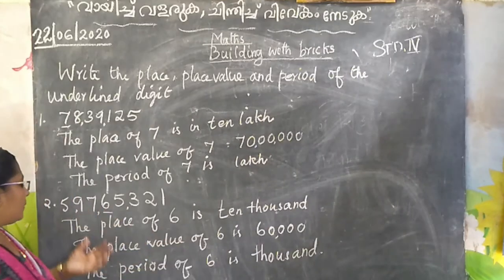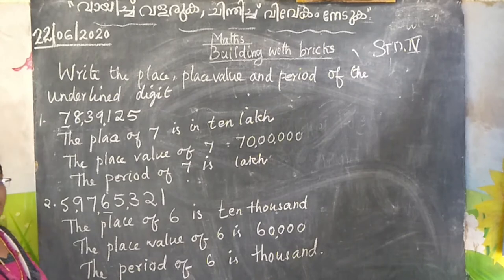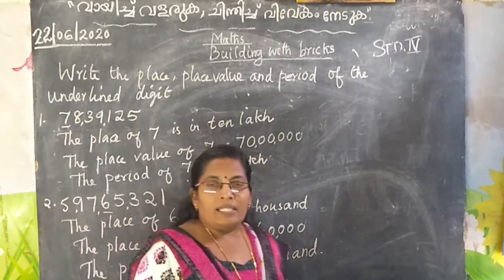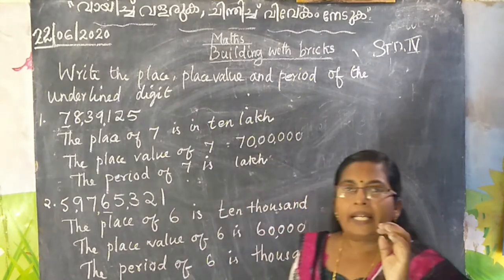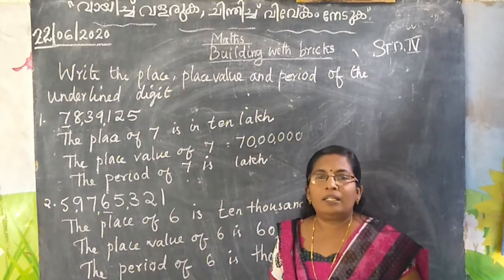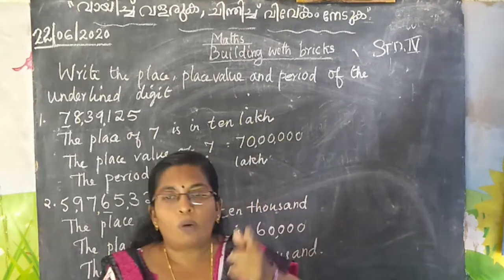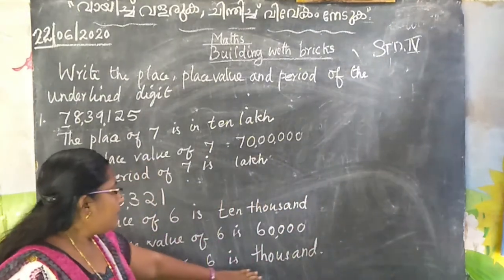Next is period. See the place. 6 is in the 10,000 place. Which period does 10,000 come under? The thousand period. That is the thousand period.